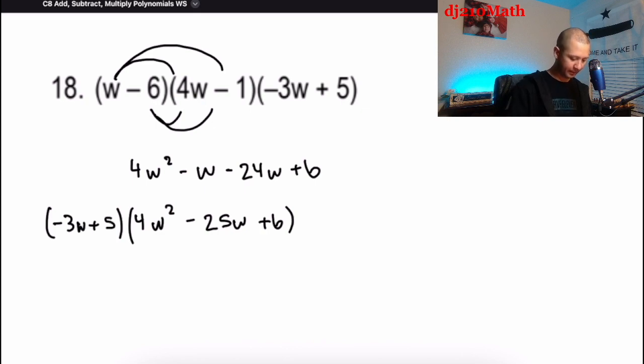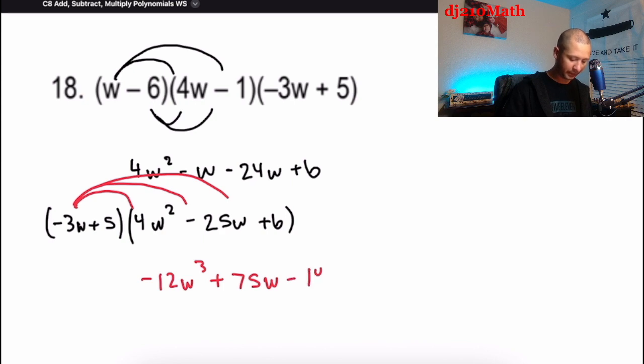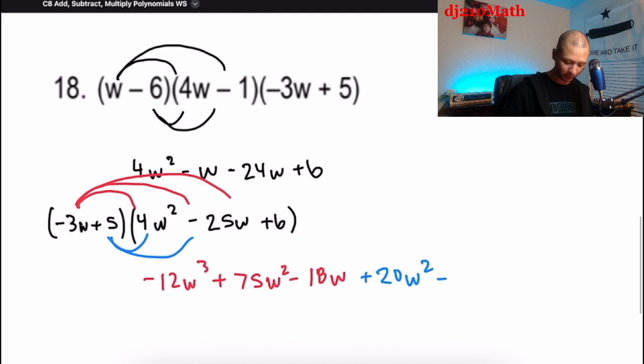Okay. First two, negative 12w cubed plus 75w squared minus 18w. Plus 20w squared minus 25 times 5, 125w, and plus 30.